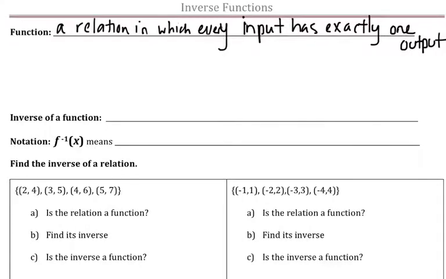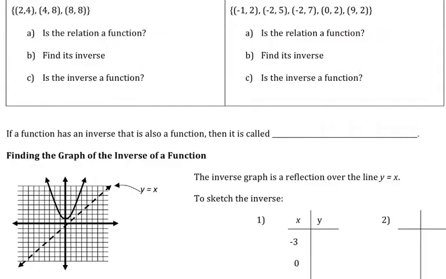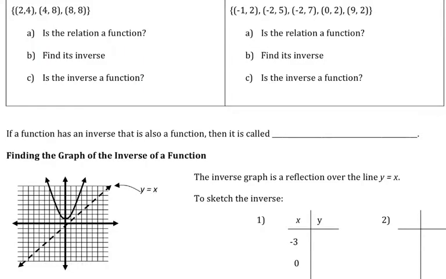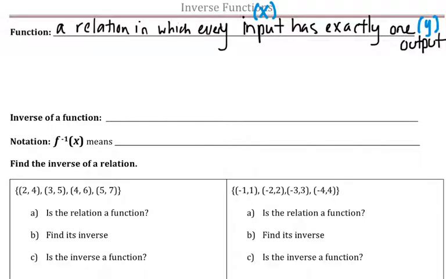To start off our notes, let's begin with the definition of function that you saw back in Math 1. A function is a relation in which every input has exactly one output. Normally when we talk about inputs, we talk about x's, and the outputs are the y's. So there are several ways to represent these.